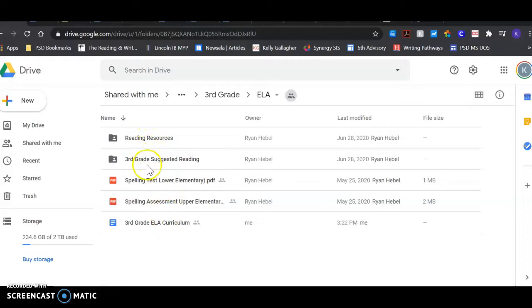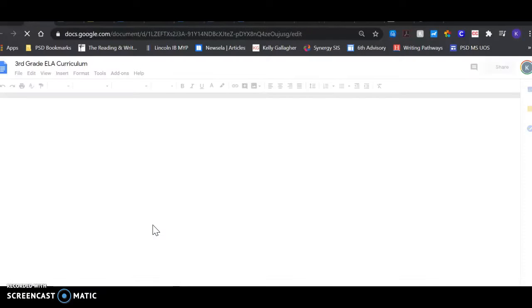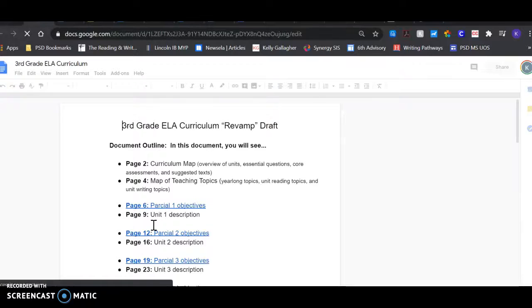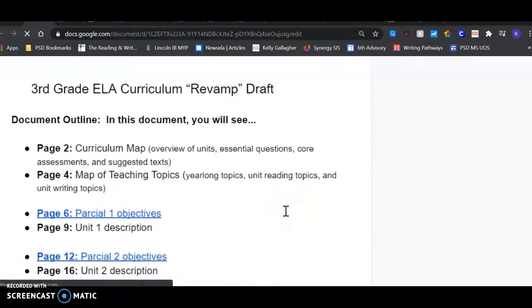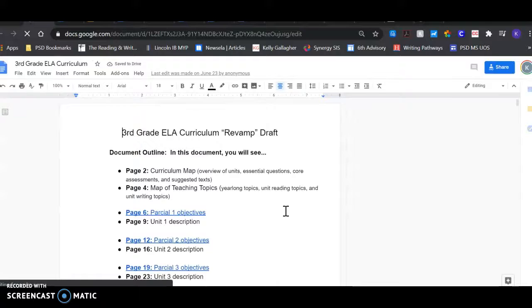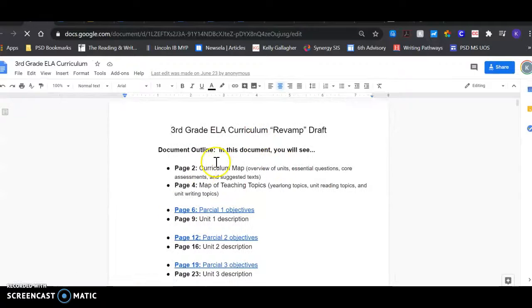And then there's some folders in here with resources. You want to find the one that says the curriculum. Some of them might say draft, that's fine. Whatever one says curriculum, that's the one you're looking for. So for the lower school, we have a table of contents here, and some things are bookmarked.